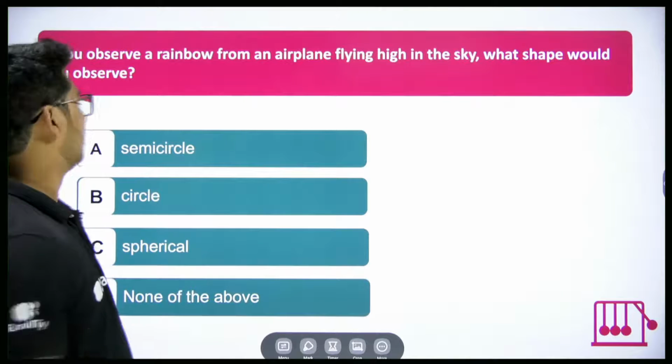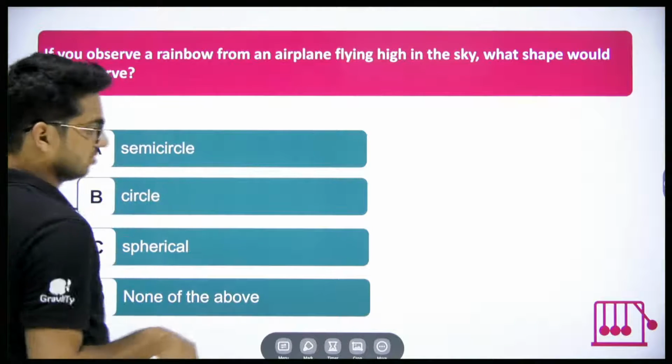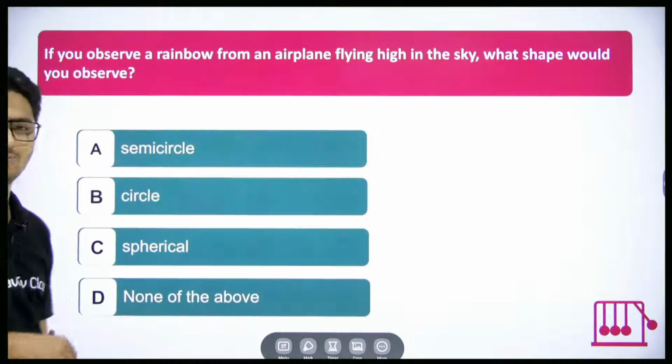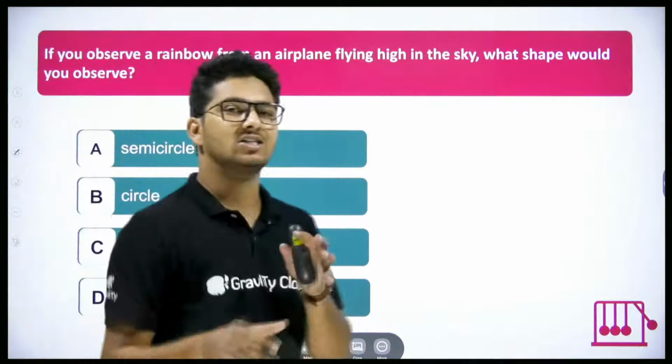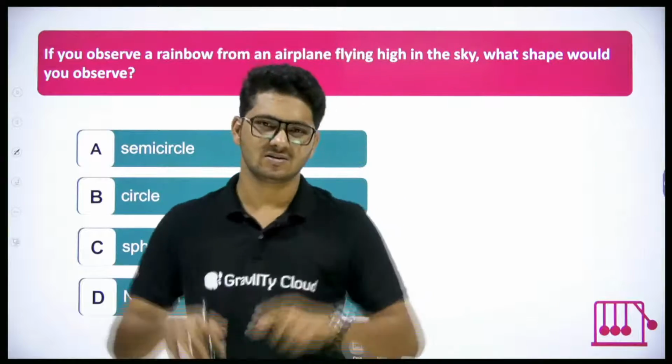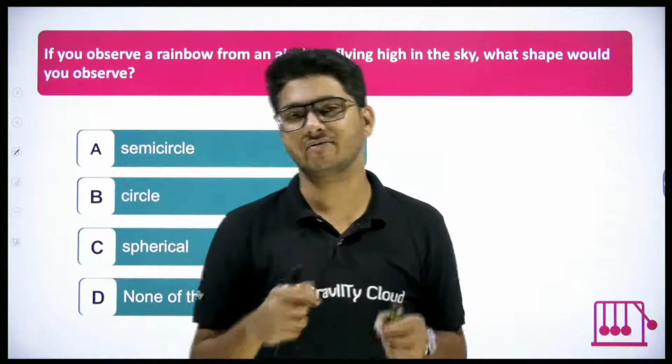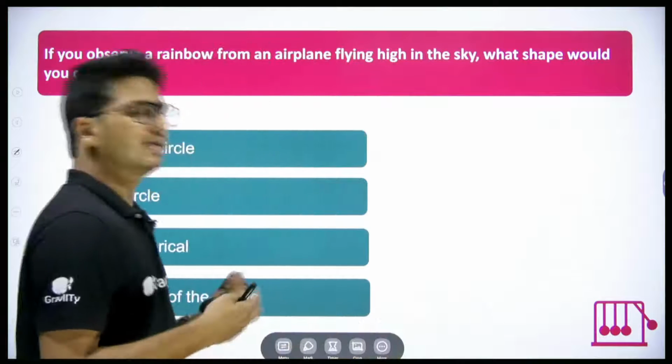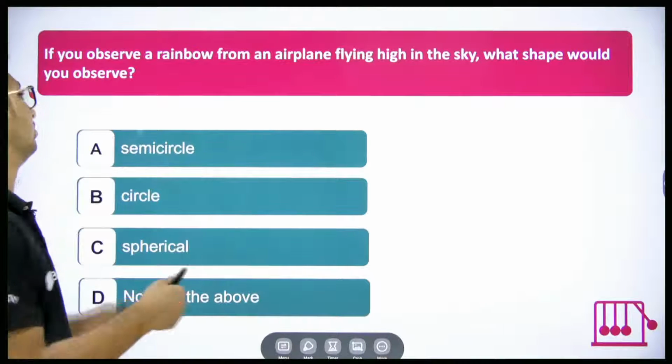Okay. Now another interesting question for us. When we look at the rainbow, if I ask you what is the shape of a rainbow, what will you tell? Sir, semicircle. A half ring. Half ring is the shape of a rainbow that we can see from the ground.